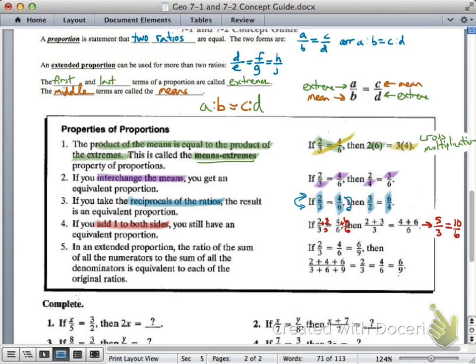And this is a really interesting property. In an extended proportion, if you have 2 over 3 equals 4 over 6 equals 6 over 9, then you can write that as a sum. So (2 plus 4 plus 6) over (3 plus 6 plus 9) equals 2/3 equals 4/6 equals 6/9. And there will be times when that's going to come in handy. So put that in the back pocket.